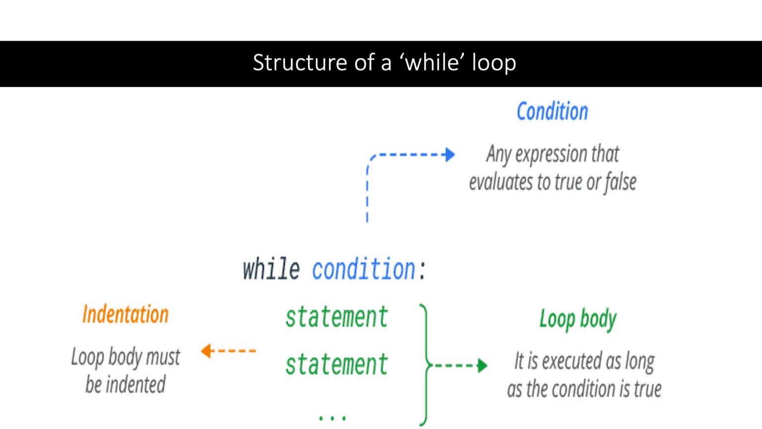Now after the colon, the diagram shows that the loop body consists of one or more statements that must be indented to denote that they are part of the loop. This indentation is crucial in Python because it indicates the scope of the loop. Now the loop body will continue to execute as long as the condition remains true. And each time the loop body runs, the condition is re-evaluated before the next iteration begins.